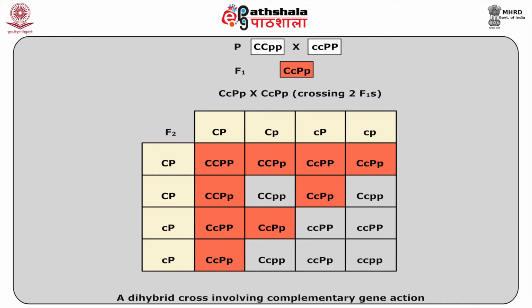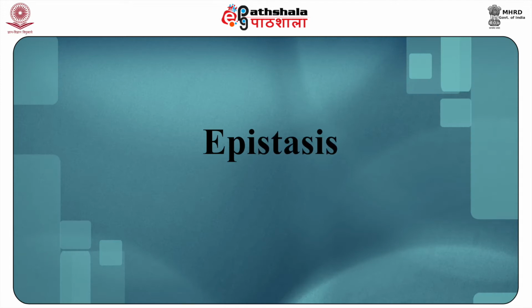Mendelian dihybrid phenotypic ratio of 9:3:3:1 is now changed to a new ratio, that is 9:7. Epistasis. Epistasis is another deviation from Mendelian principles of genetics.